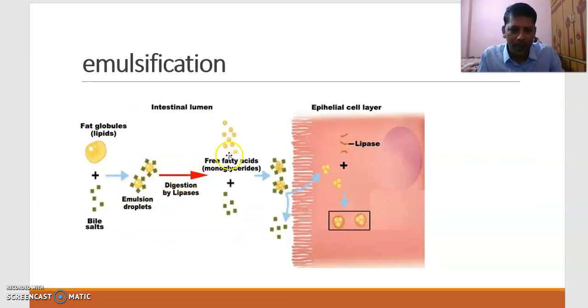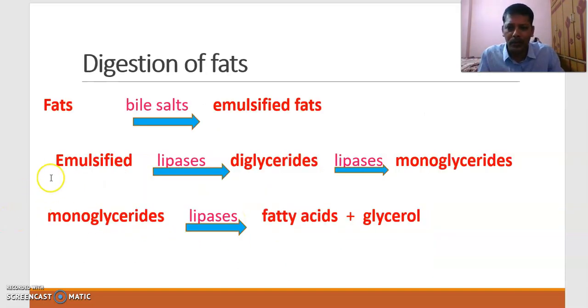Now, lipase acts on them, and finally what are formed? Fatty acids and glycerol are formed. These are the end products of fat digestion. Observe here. On the emulsified fats, lipase acts and diglycerides are formed. These diglycerides are converted to monoglycerides by the action of lipases. Now the monoglycerides are finally converted to fatty acids and glycerol by the action of lipase. The end products of fat digestion are fatty acids and glycerol.